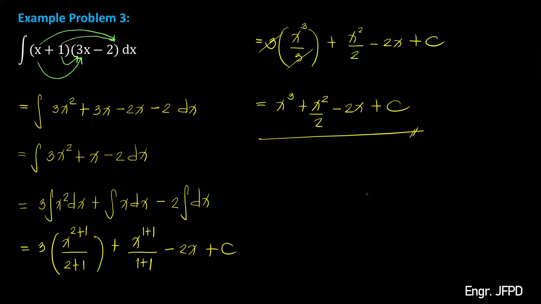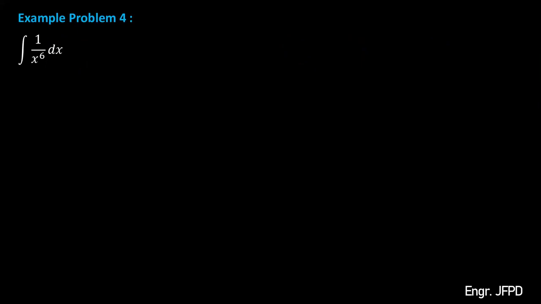Okay, now let's try to have another example problem. Our example problem number 4, the integral of 1 over x raised to 6 dx. Take note that there is no such thing as a quotient rule in taking the integral of a function. For this equation, let's try to simplify it using algebra, our knowledge in the law of exponent. Take note, having a 1 over x raised to 6, this is the same as applying the law of negative exponent, which is x raised to the negative 6 dx.